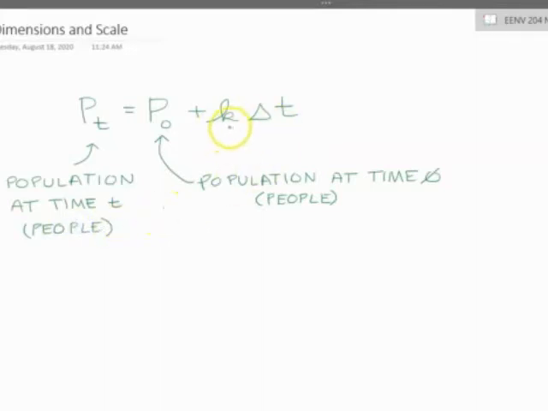So our growth rate is going to be in units of people per month, and then we have our time. So in this example, we'll just choose P naught, the starting population, as 1 million people, and we will choose a growth rate of 500 people per month. So 500 people move to our city every month. And we're interested in a period of 20 years.